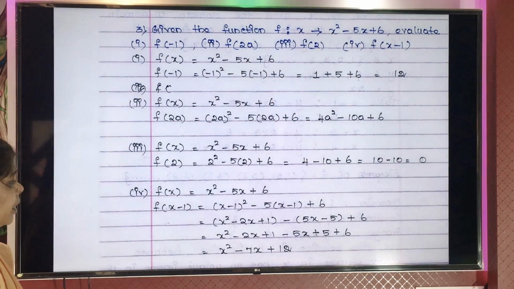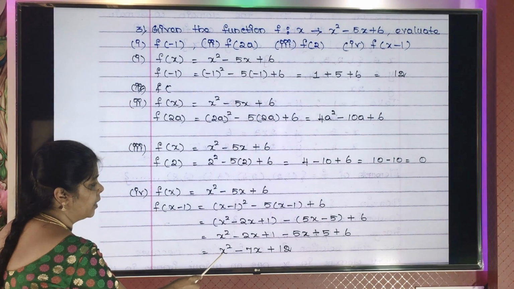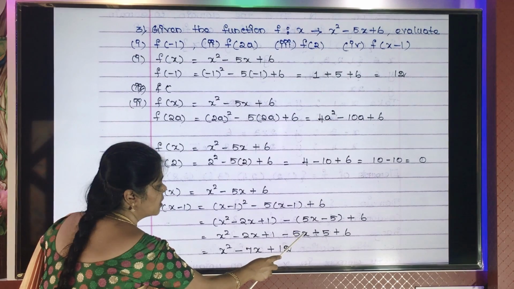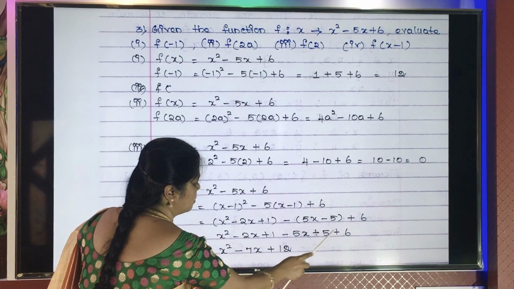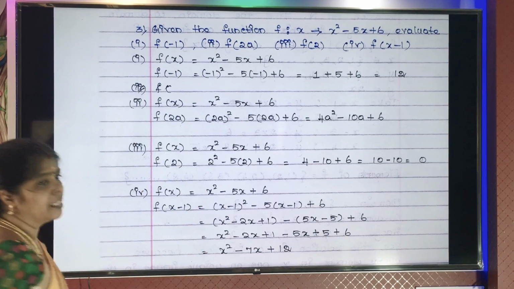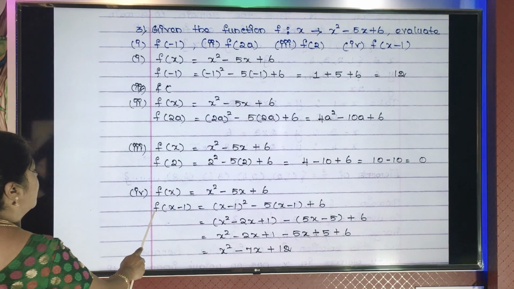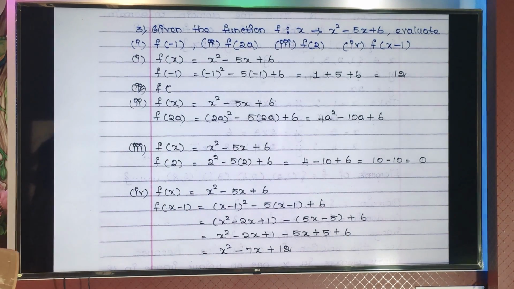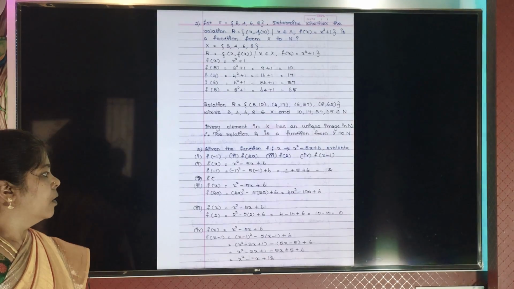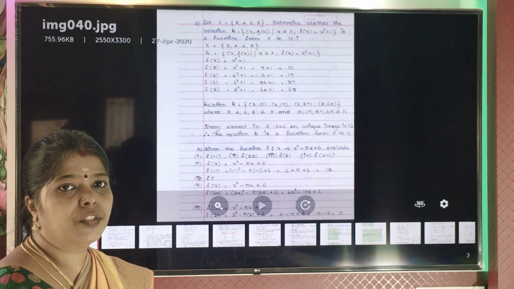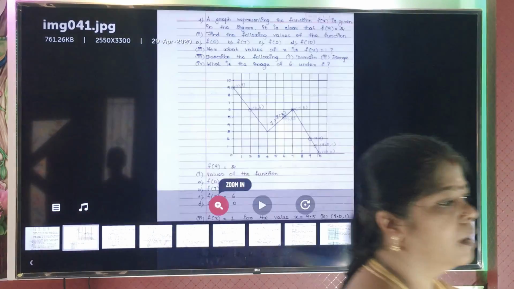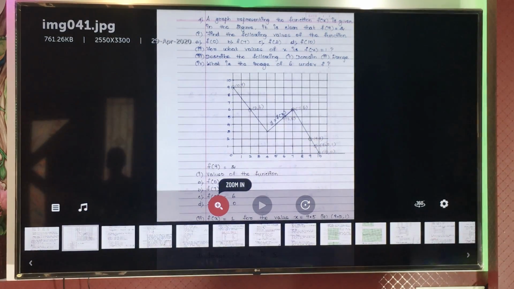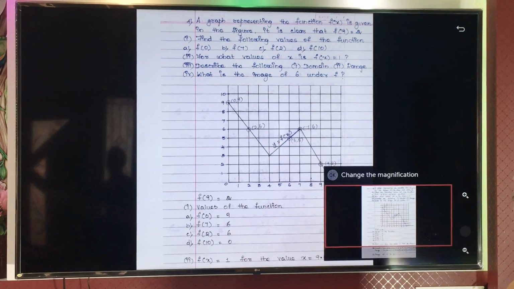Now last step we need to simplify. x square minus 2x minus 5x gives you minus 7x plus 1 plus 5 plus 6 gives you plus 12. This is the answer for f of x minus 1. Hope it is clear to you all. Okay. Now we will pass on to the next question.